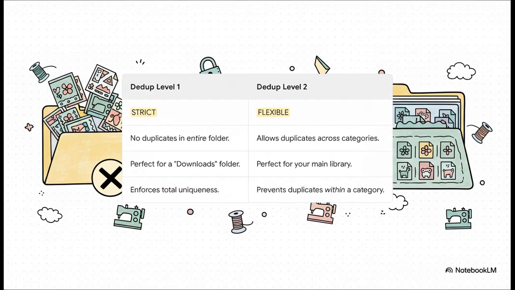Dedupe Level 2 is more flexible. This is what you'd use for your main categorized library. It prevents duplicates within your Angels folder, for example, but it's smart enough to let you keep that same Lace Angel design in both your Angels folder and your Lace folder.